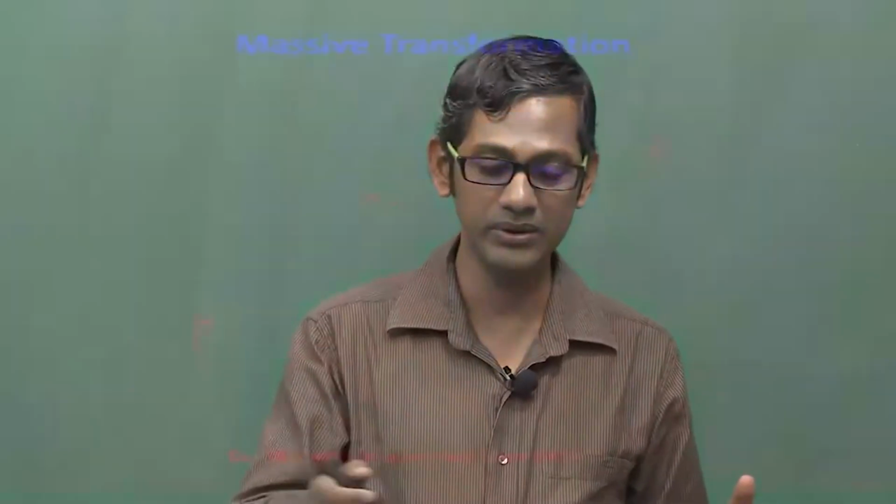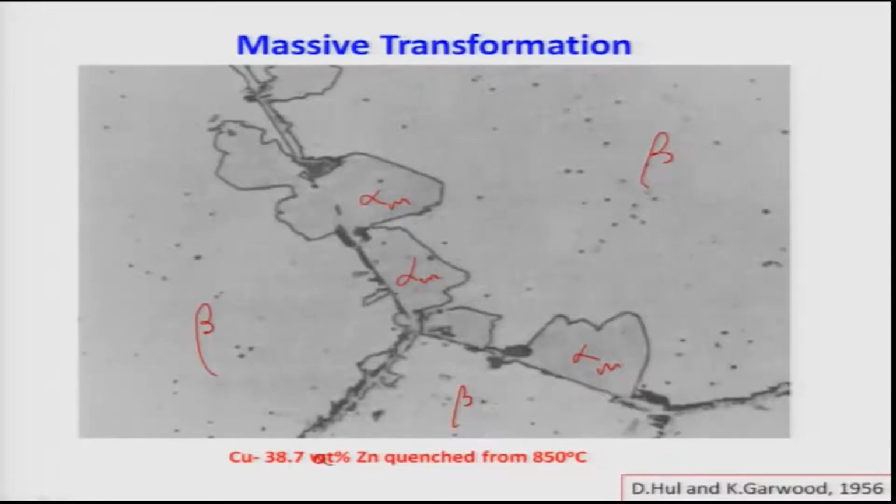Remember, this is where the distinct difference to the martensite transformation will come into picture, which we will discuss a little later. Because the interface between alpha M and beta is incoherent, it can grow very easily, since there is no coherency between the interfaces of alpha M and beta. So, the only thing you require is a thermal jump of the atoms from the beta to the alpha.